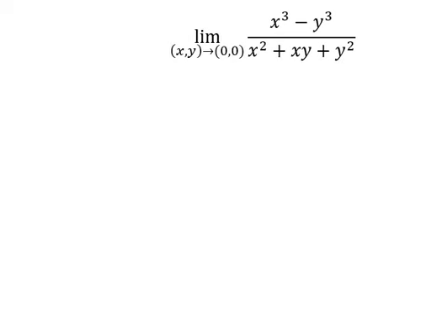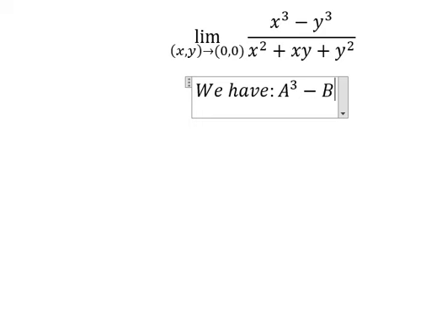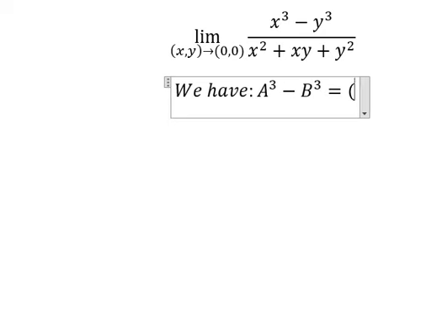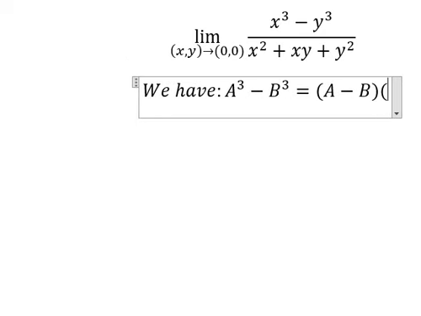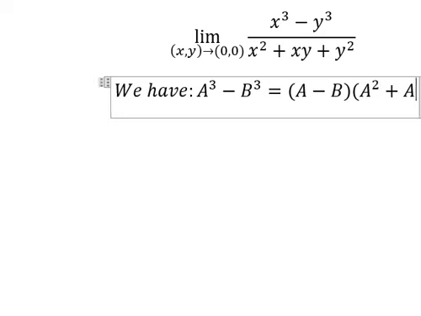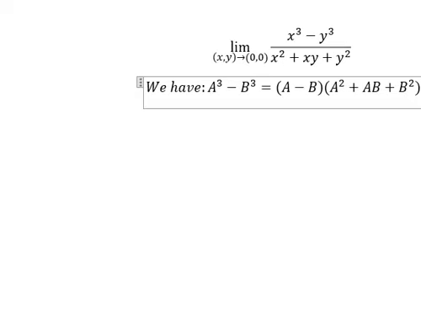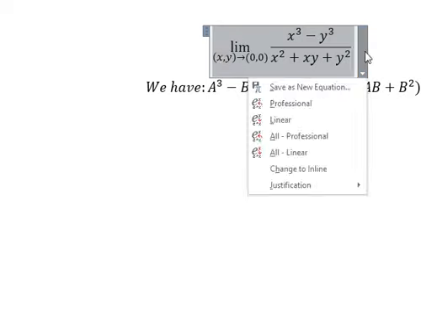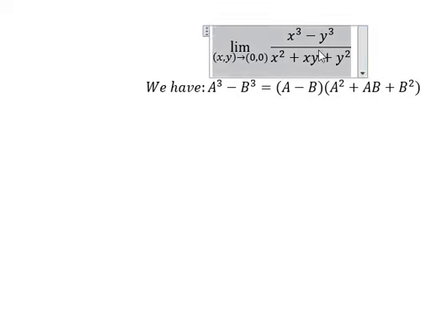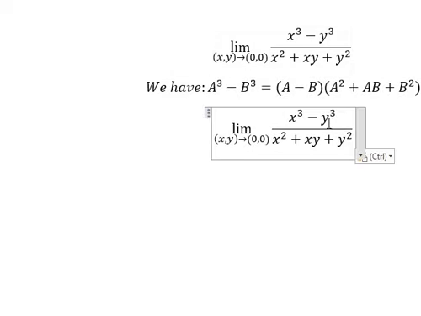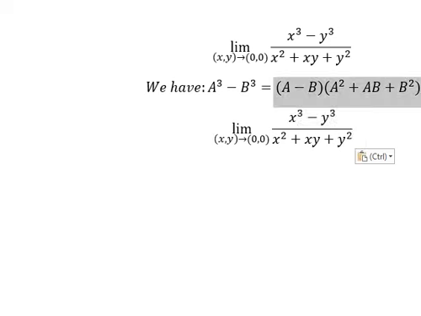a to the power of 3 minus b to the power of 3 equals a minus b multiplied by a square plus ab plus b square. This one is about identity, and now we need to transform this one into this one.